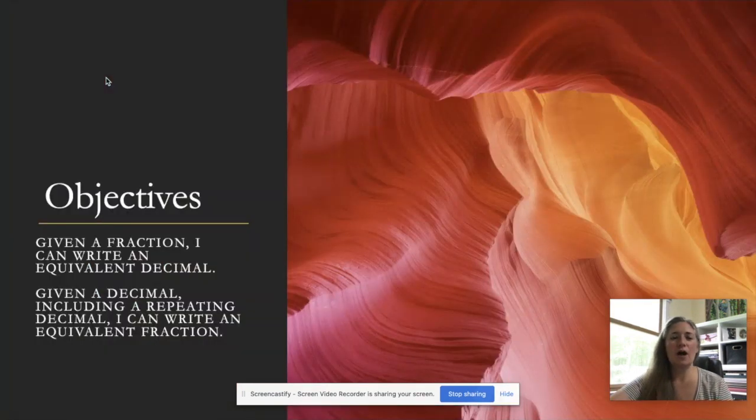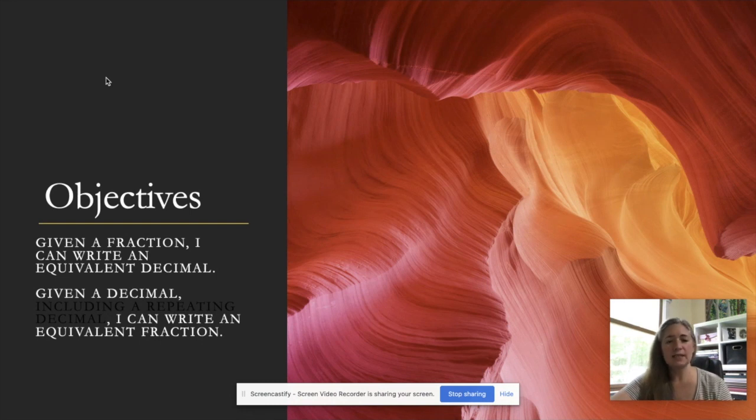Our two objectives are: one, given a fraction, I can write an equivalent decimal. In other words, I can turn a fraction into a decimal. And the other way, taking out some of the wording to make it simpler: given a decimal, I can write an equivalent fraction. So basically, I can turn a decimal into a fraction, and I can turn a fraction into a decimal. What makes this an eighth grade standard is that we add in including a repeating decimal, which is what we're going to focus on today.